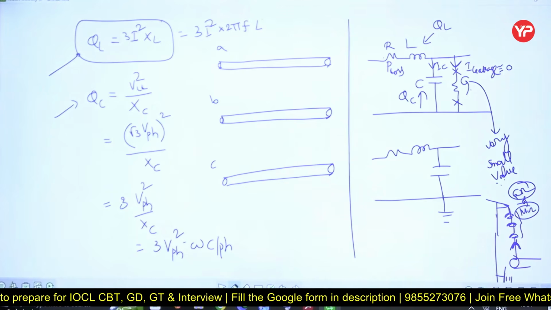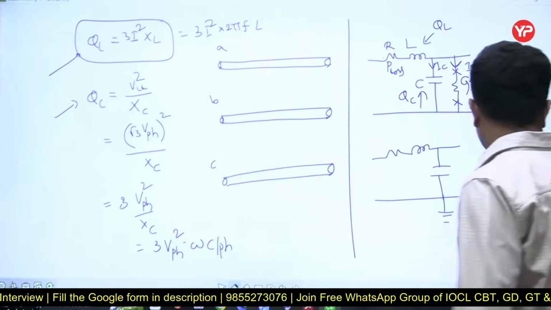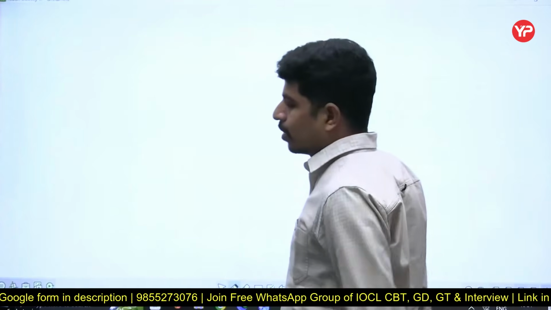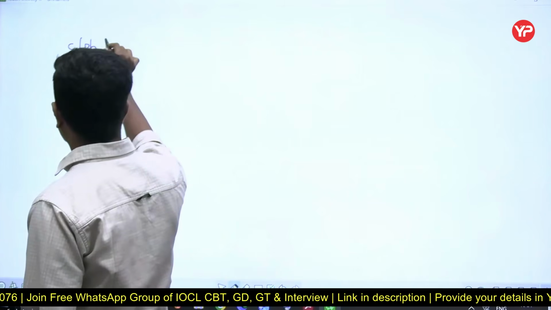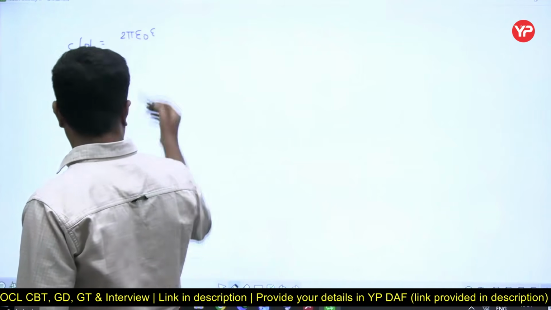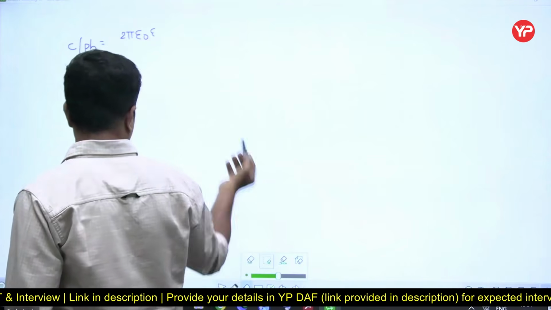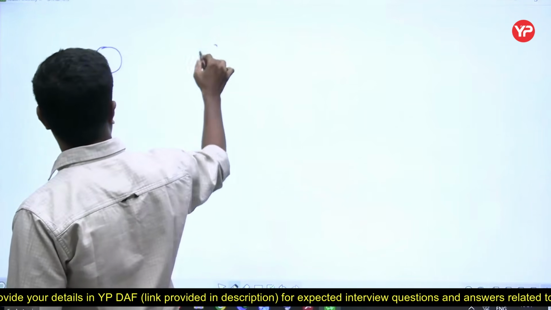Yes, ma'am. Shall I go forward? Yes. So that's about inductance and resistance. Capacitance is C per phase. This is the formula: 2 pi epsilon naught epsilon r. Let me take two conductors, then I'll define. If I take two conductors, conductor A, conductor B.